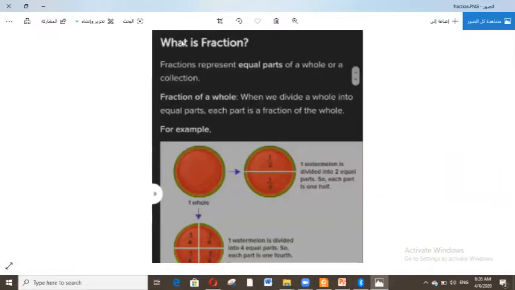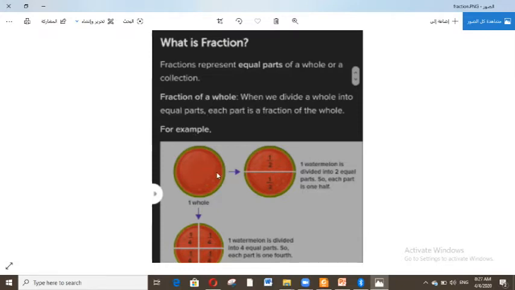So, what's a fraction? Fractions represent equal parts of a whole or a collection. A fraction of a whole: when we divide a whole into equal parts, highlight here the words equal parts, each part is a fraction of the whole.